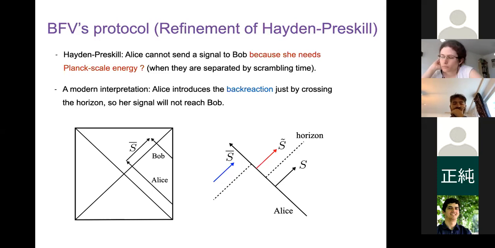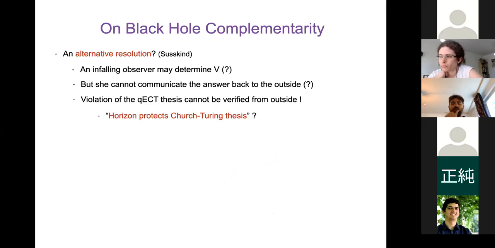Now finally, I would just like to make very brief comments on some different scenarios for resolution of this complexity puzzle. The first proposal, I think, was proposed by Susskind, and it is based on a black hole complementarity-like approach. Roughly speaking, it goes in the following manner: maybe the infalling observer can actually determine V, but she cannot communicate the answer back to the outside. But it's fine because the violation of the thesis cannot be verified from outside. And I guess this viewpoint was precisely the title of his paper, that the horizon may protect the Church-Turing thesis.